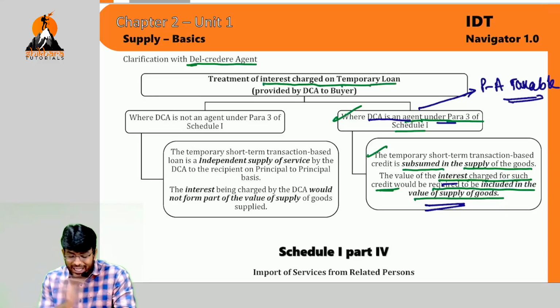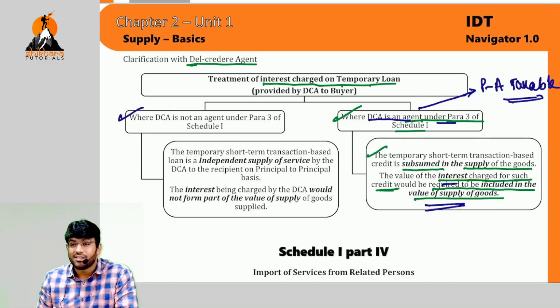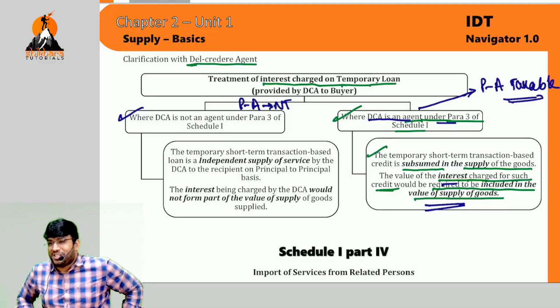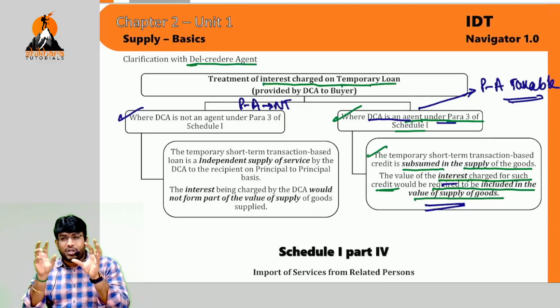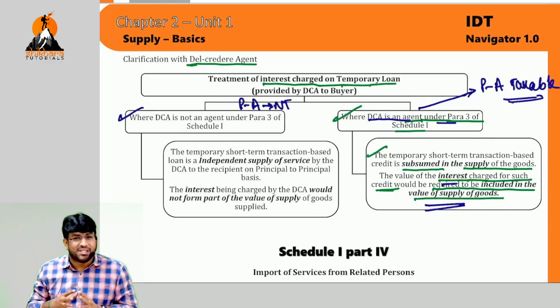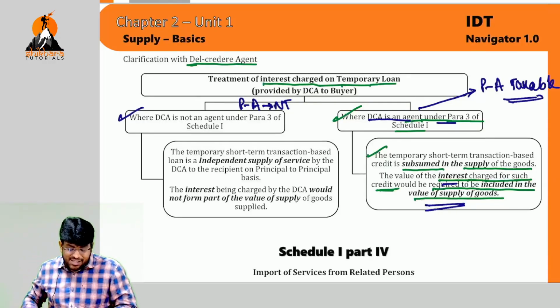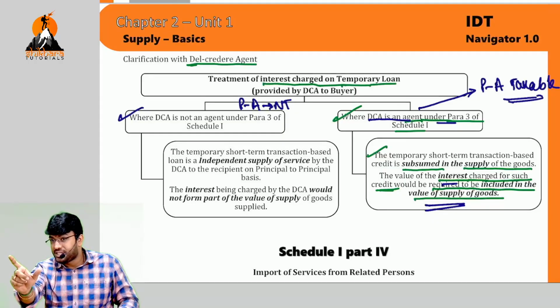Clear, no? Left side you see now. DCA is not an agent. That means what? Sir, now I'll ask you one question. 90% are happy faces. 3-4 faces are looking a little bit surprised. Somewhere this is not going in the mind, sir. I will repeat for the last time, okay?